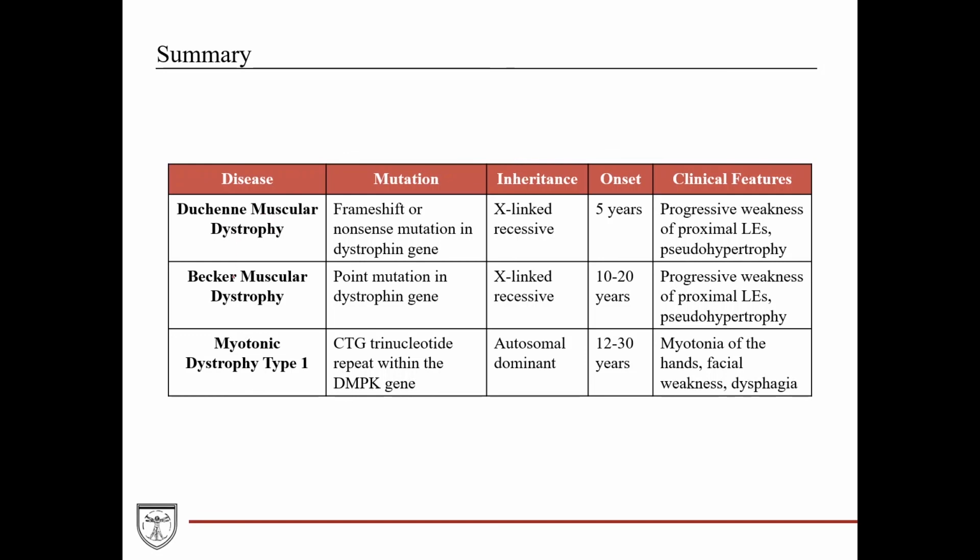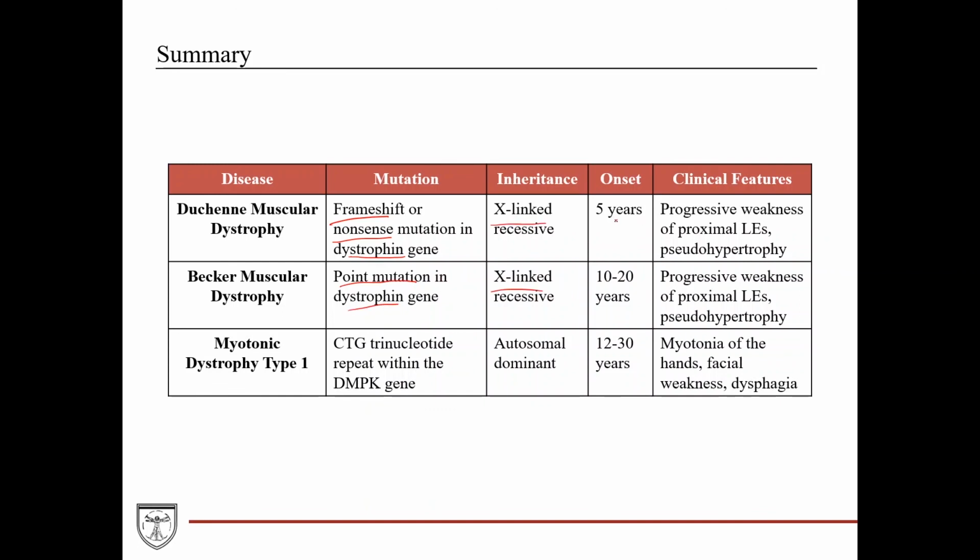So Duchenne and Becker are very similar. Major differences here are the types of mutations. So Duchenne is a much more serious mutation. It's either a frame shift or a nonsense in the dystrophin gene, versus Becker is just a point mutation in the dystrophin gene. They're both X-linked recessive.